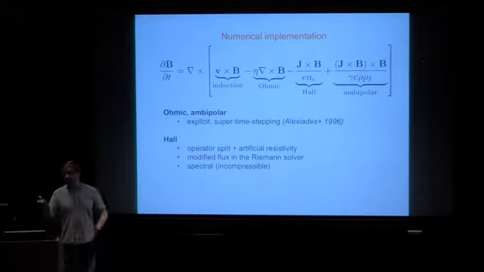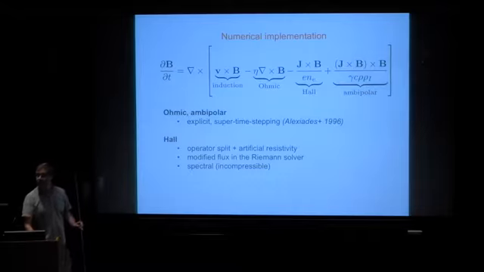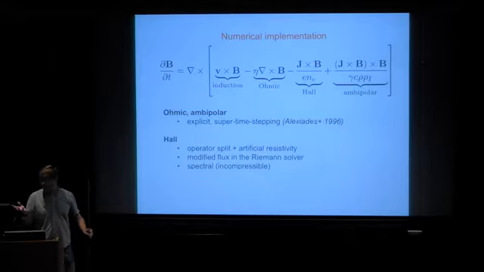So the momentum equation is still basically fine. You're still obviously preserving div B equals 0. Basically, you have the same issues, I would say, as for ideal MHD.